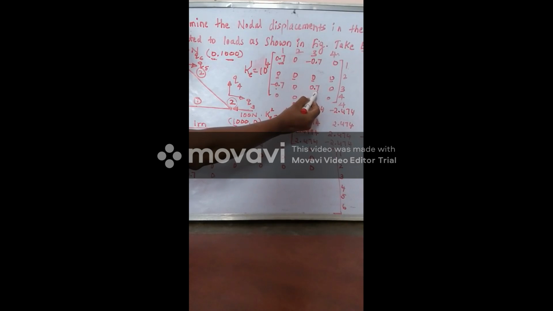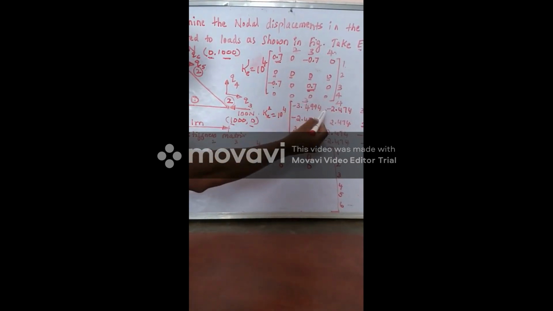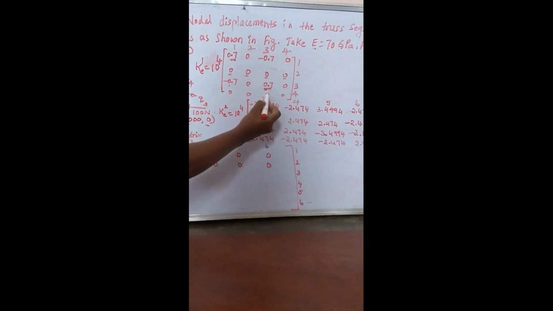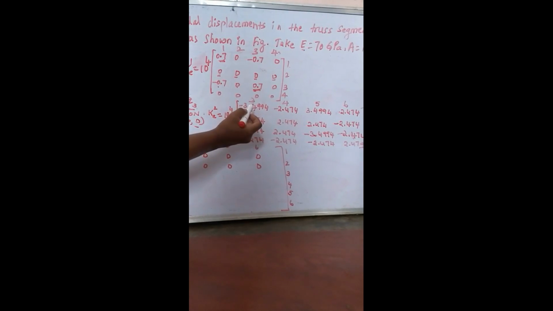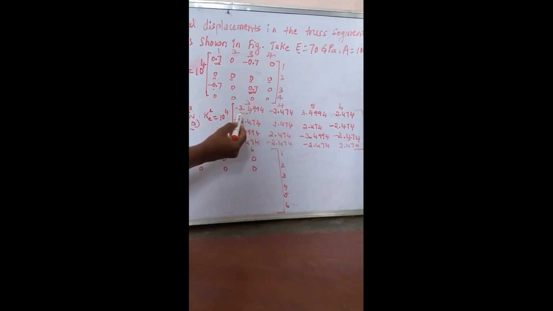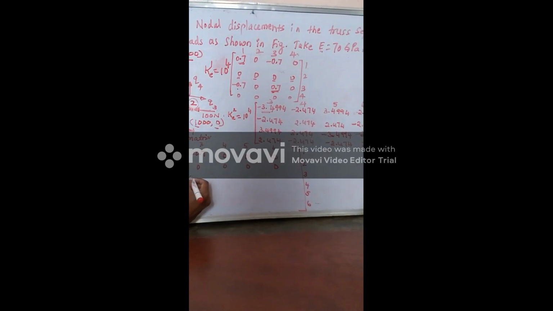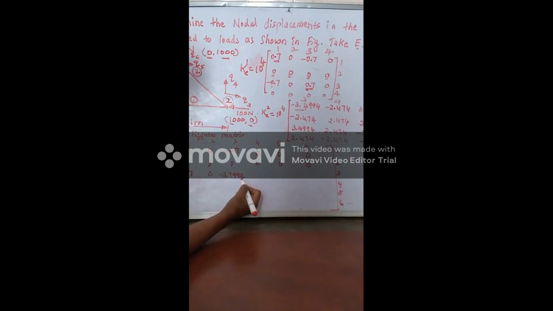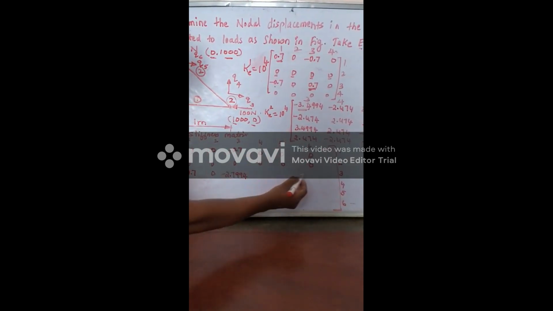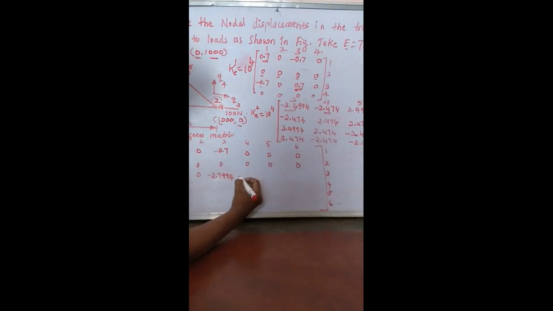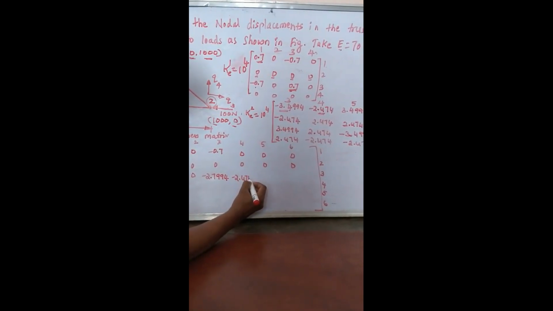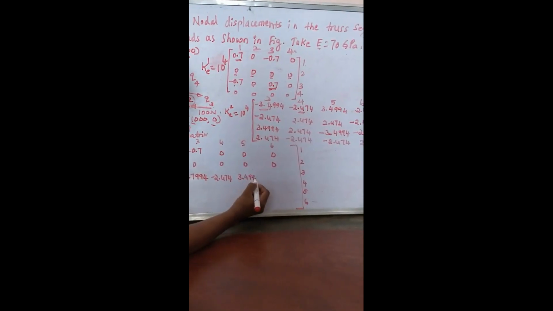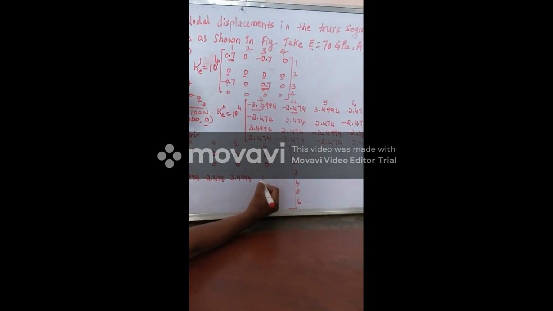So when it comes to 3 cross 3, we have 0.7 here, and again you can observe, for 3 cross 3, we have one more value here. Now you need to add these two values: plus 0.7 minus 3.4994, so it will be minus 2.7994. Okay, now 4 cross 3, this will be minus 2.474. 5 cross 3 is this value, 3.4994, and 6 cross 3 is 2.474.